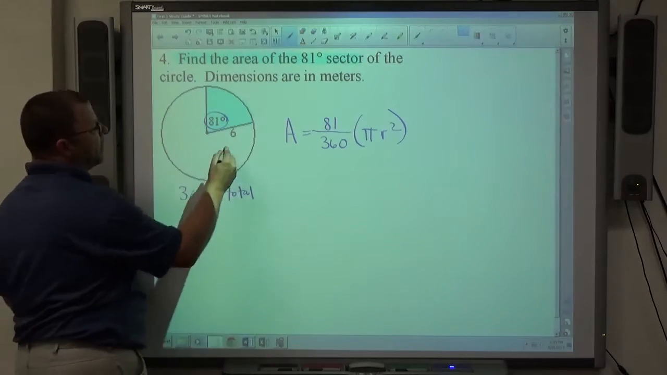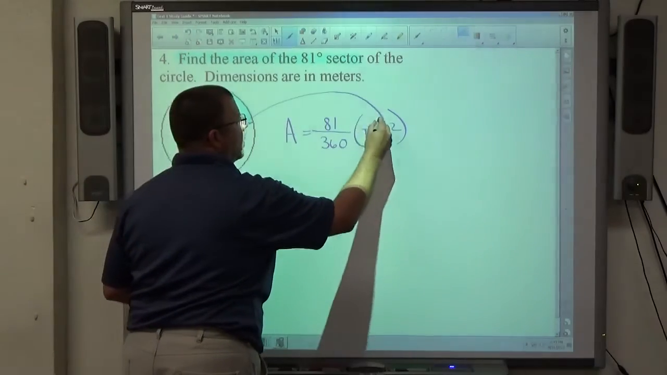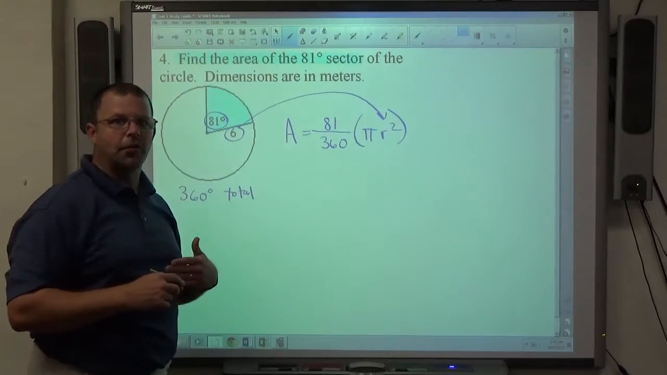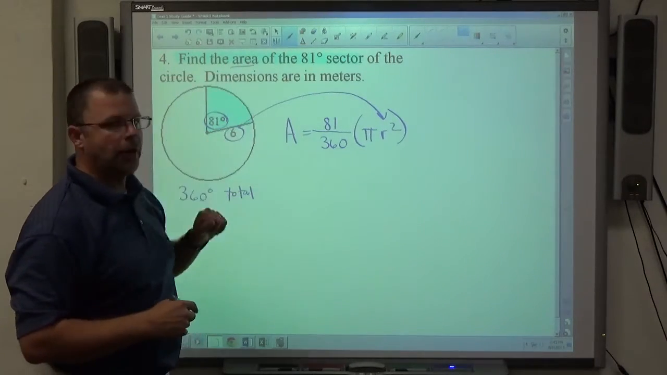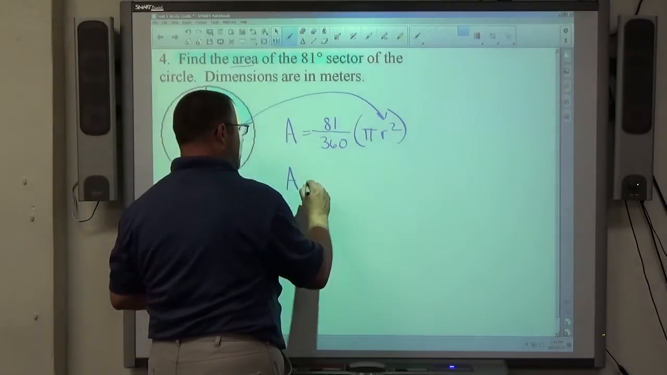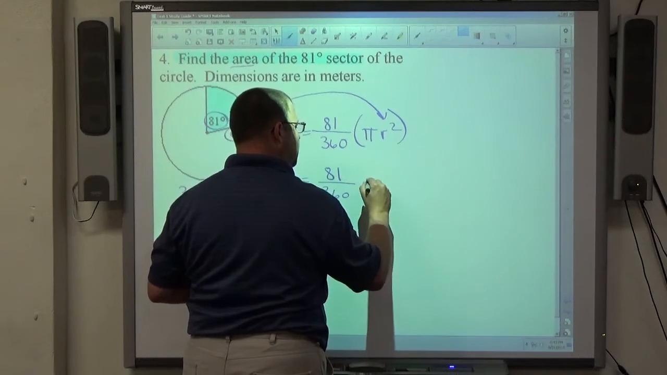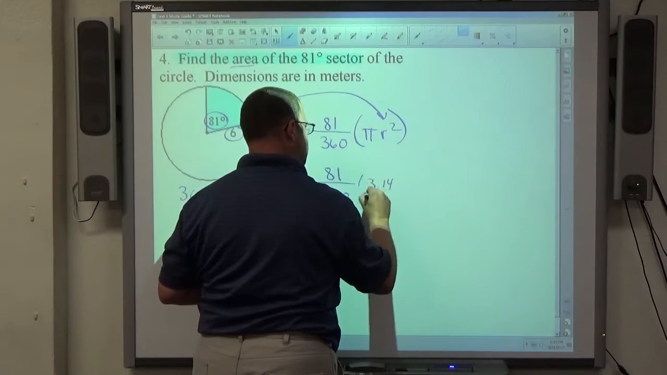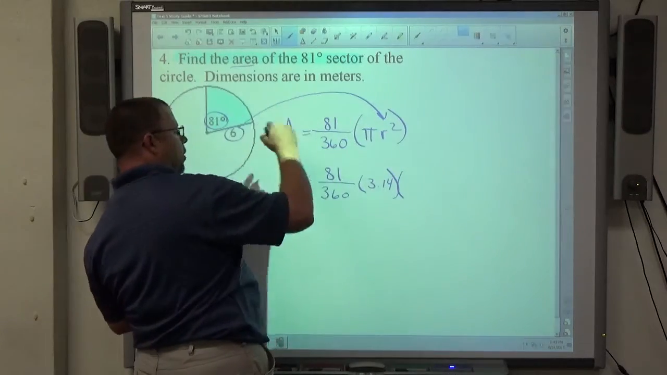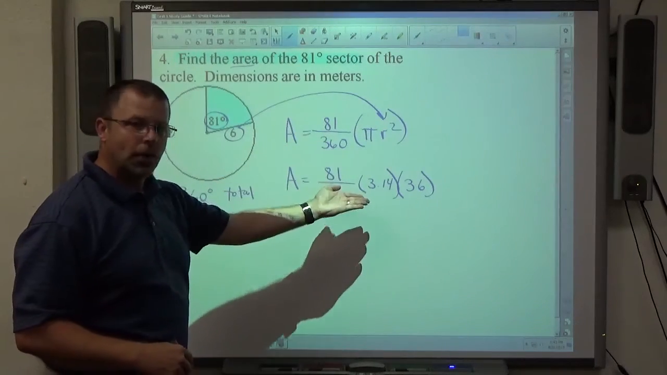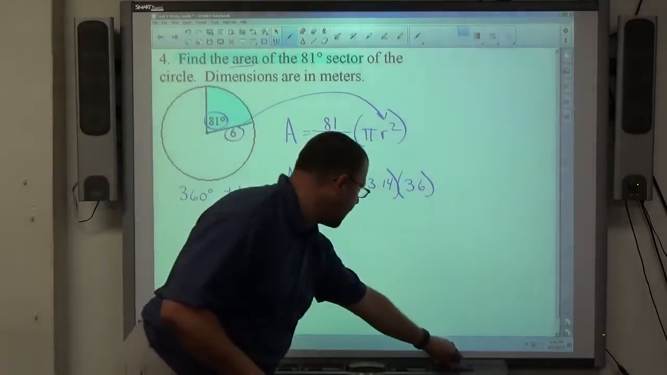In this case, the radius is equal to 6. Radius goes there, and we're going to square the radius because, again, we're using the area formula for a circle because we're being asked to find the area of the sector. So the area of the sector ends up being 81 over 360 times 3.14 times r squared, which is 36. For me, that's what I do, and then I use my calculator to evaluate that.